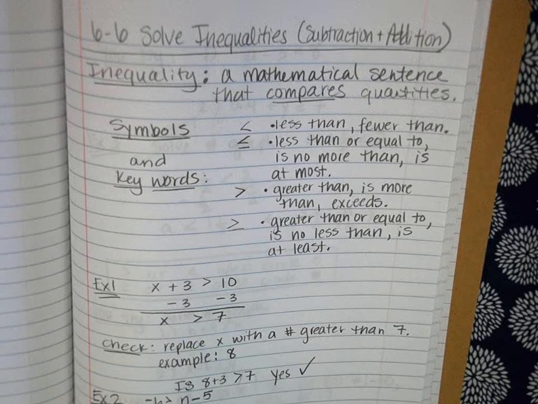Okay, so you have less than, fewer than, or less than or equal to, is no more than, is at most. These are really important keywords that help us solve. And then greater than, is more than, exceeds, and then the other symbol, greater than or equal to, is no less than, is at least.